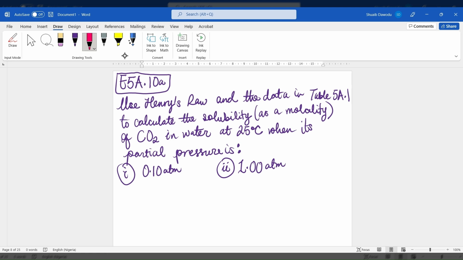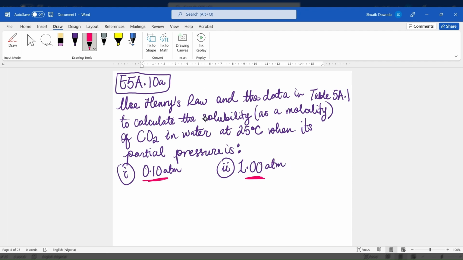Today we're going to be working on the question on the screen that says: use Henry's law and the data in table 5.8.1 to calculate the solubility as a molality of CO2 in water at 25 degrees when its partial pressure is first 0.10 atmosphere, as well as 1.00 atmosphere. So we have to solve one question that has a partial pressure of 0.10, and when we're done with that we move on to the second question that has a partial pressure of 1.00 atmosphere.